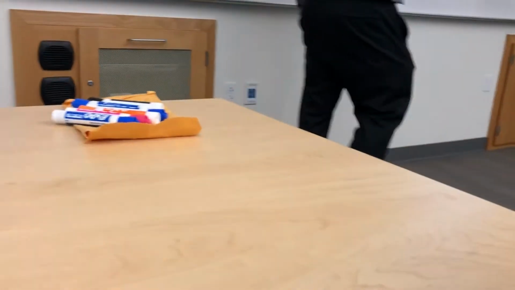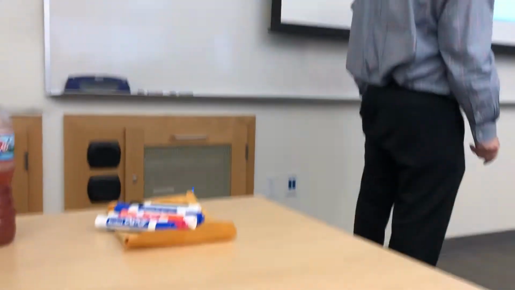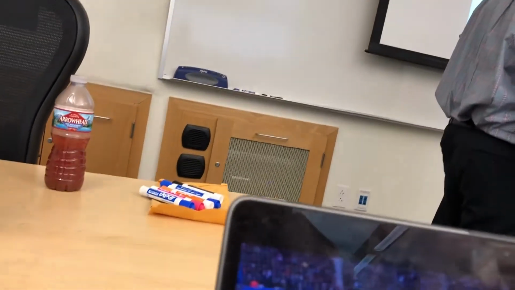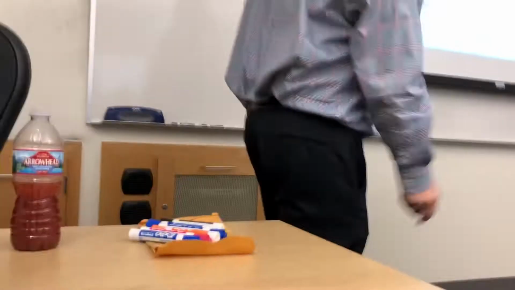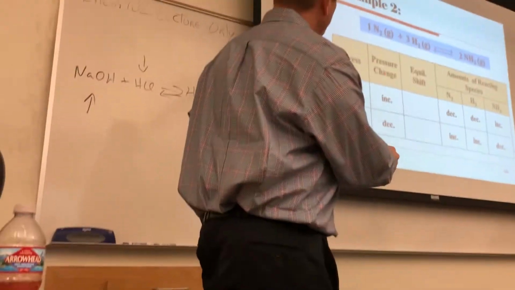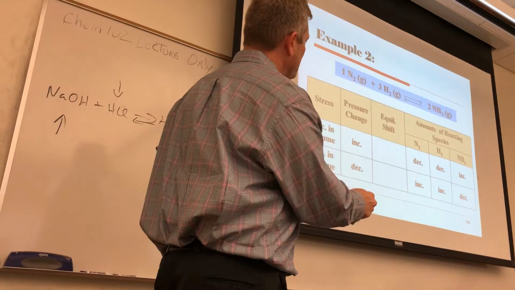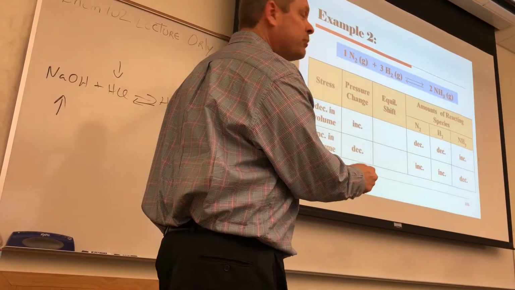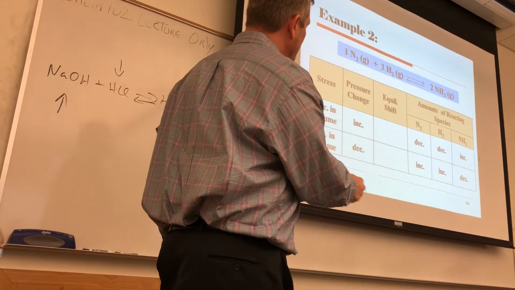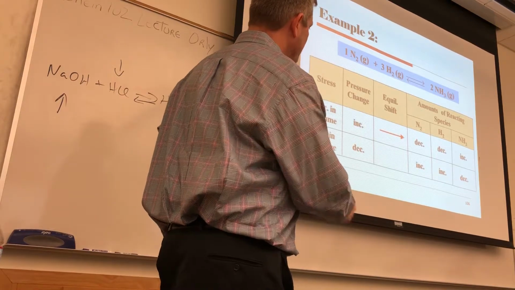New equilibrium: these decrease, that increases, and that's it. Okay, so now, stress. I decrease the volume, I increase the pressure, I shift it away from where I'd have more pressure to try to relieve that stress and relieve that pressure into where I have less. So that shifts to the right, this one would shift to the left.